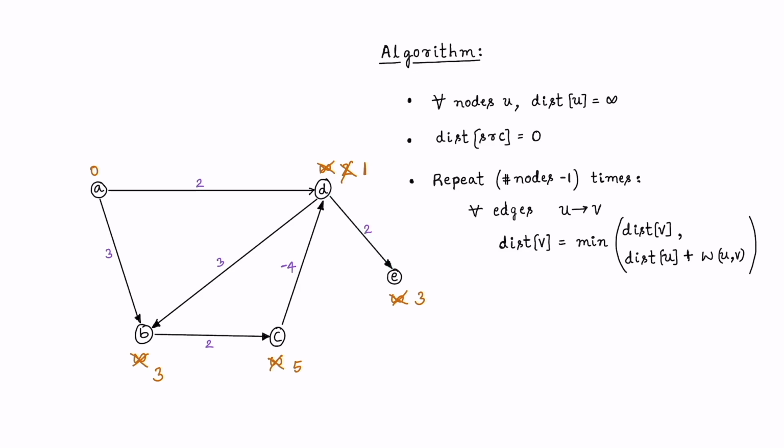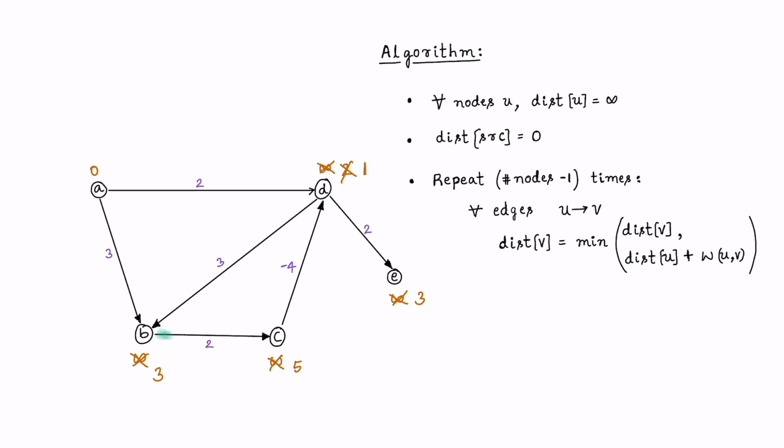So we start the second iteration with this edge. Distance to node B is 3, which is already less than or equal to distance to node A, which is 0, plus 3. So we don't update the distance here. Next, we consider edge AD. So distance to D is 1, which is already less than the distance to node A, which is 0, plus 2. So we don't update the distance to node D. Next, we check this edge. Distance to node B is less than distance to node D, which is 1, plus cost of the edge, which is 3. 3 is less than 4. We don't update the distance.